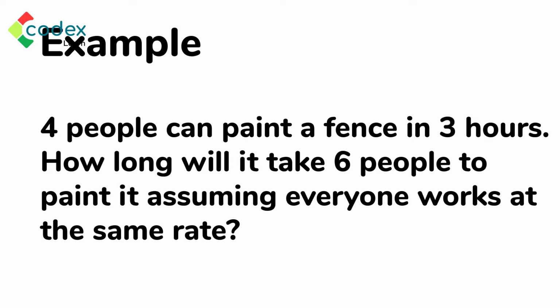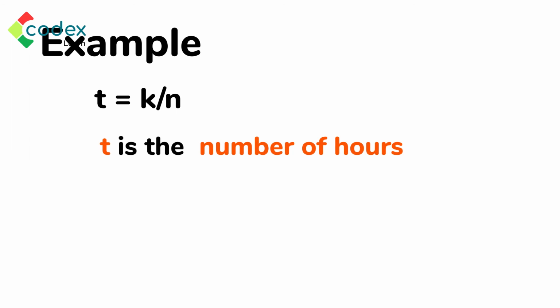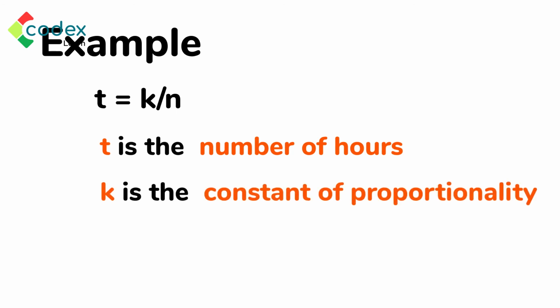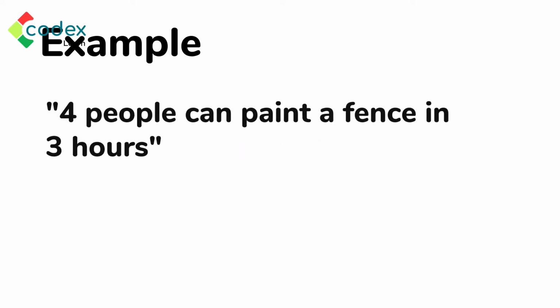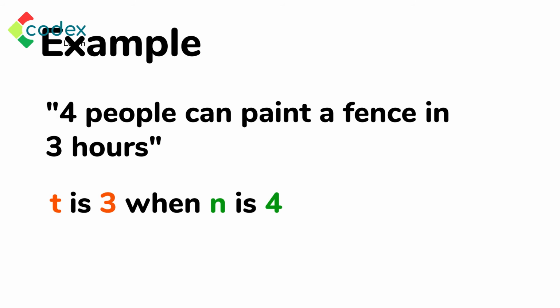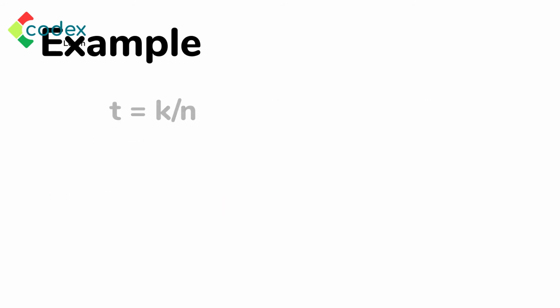It is an inverse proportion. As the number of people goes up, the painting time goes down. As the number of people goes down, the painting time goes up. We can use T equals K divided by N, where T is the number of hours, K is the constant of proportionality, and N is the number of people painting the fence. 4 people can paint a fence in 3 hours means that T is 3 when N is 4. So T equals K divided by N gives us 3 equals K divided by 4.